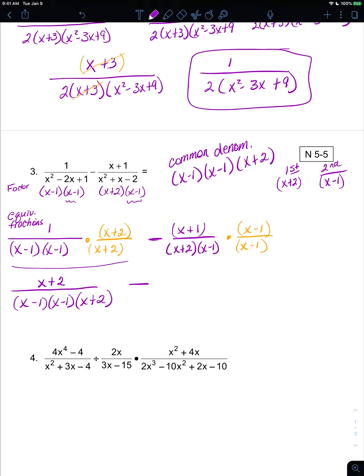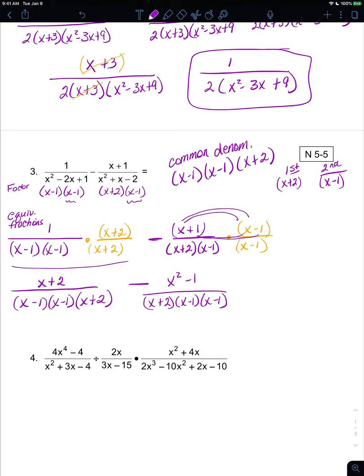Remember, this is going to be two binomials, so you're going to FOIL it. x times x is x squared. x times negative 1 is negative x. 1 times x is x, and 1 times negative 1 is negative 1. That is the difference of two squares, so it's just x squared minus 1 all over that whole denominator.